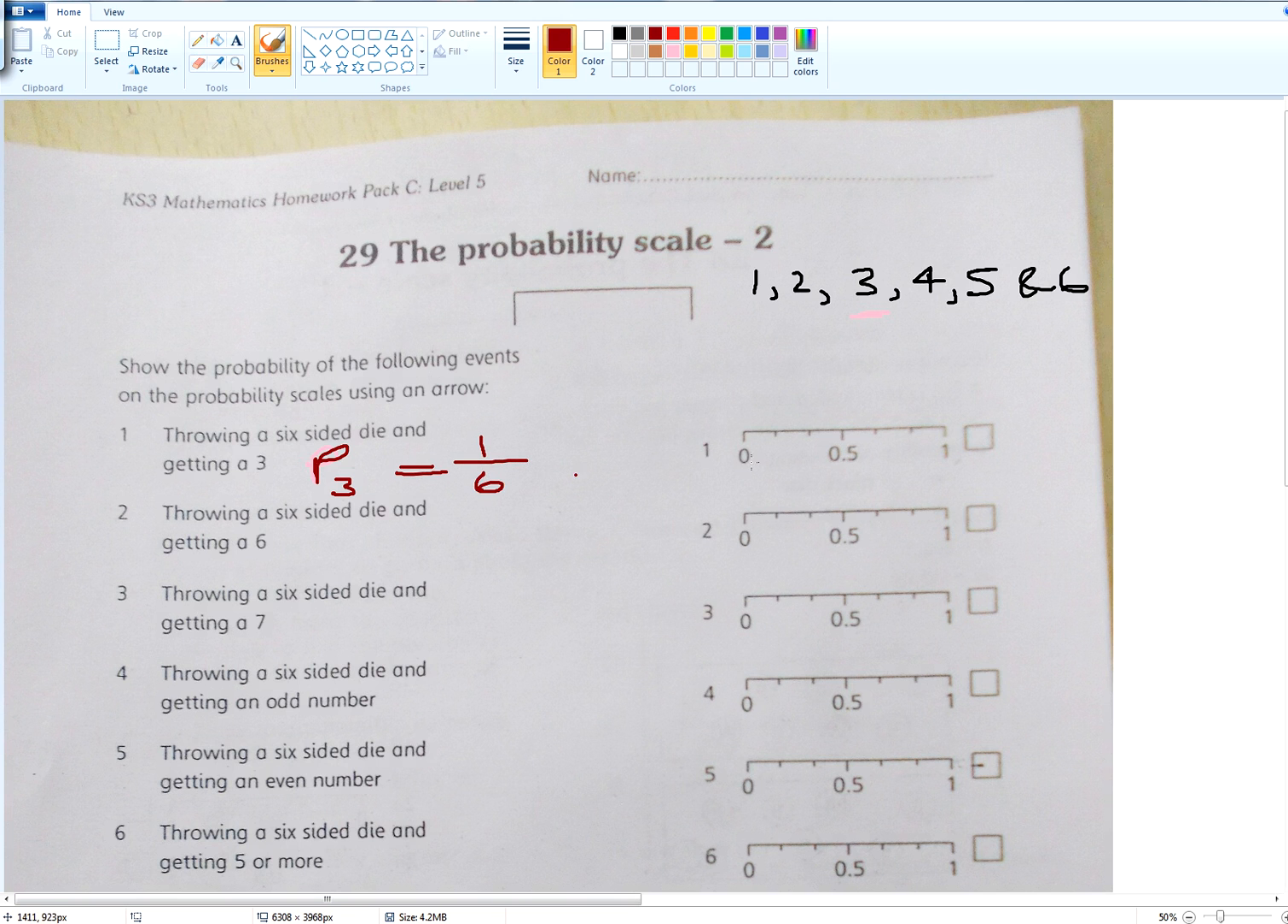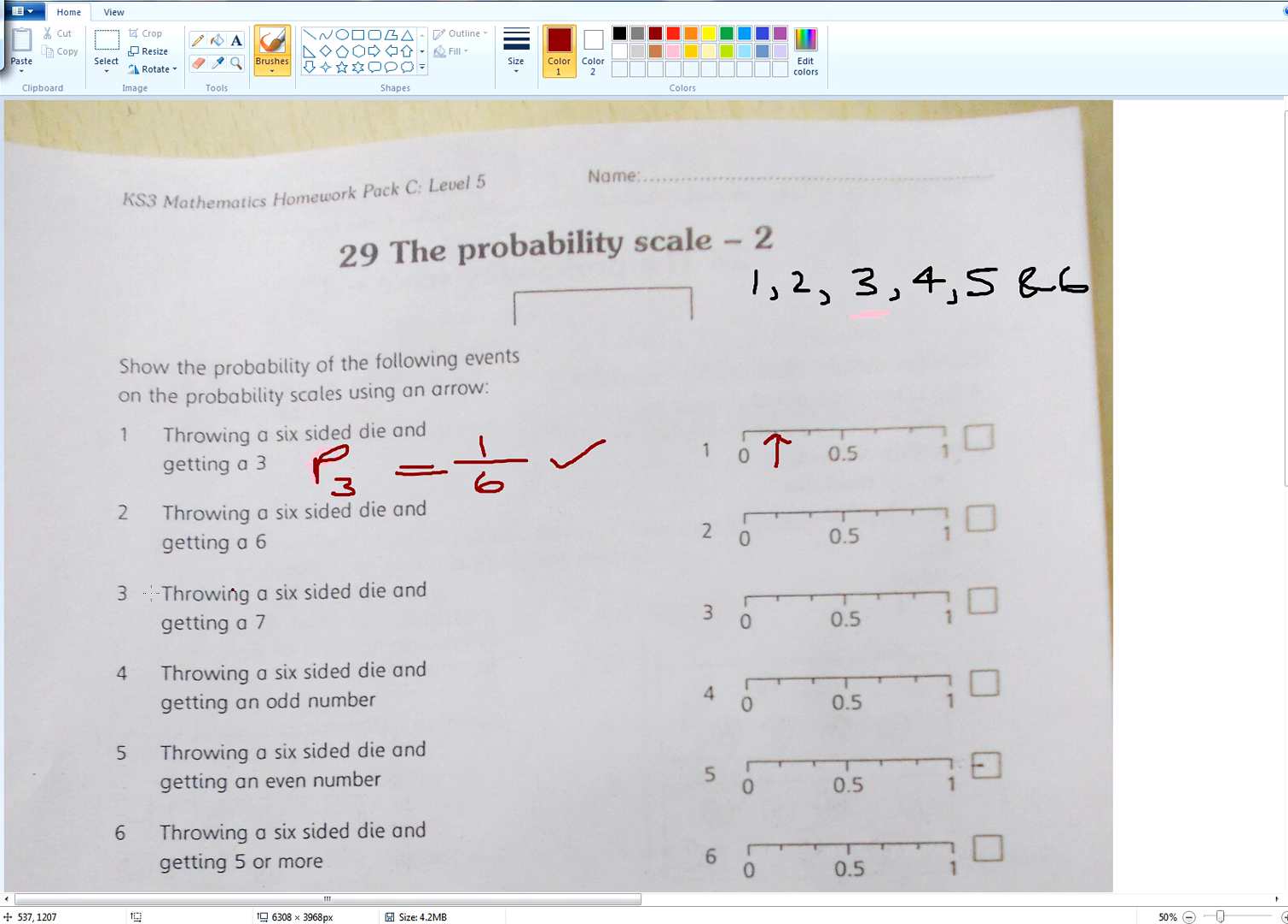6. Lovely. So if you look at this line here, we have 1, 2, 3, 4, 5, 6 — 6 marks. So the probability of getting a 3 will be here, 1/6. That's the answer. So you first of all write it down here, and then you put a mark on the first notch of the line to indicate that it is 1/6. Okay, are we happy with that first question?